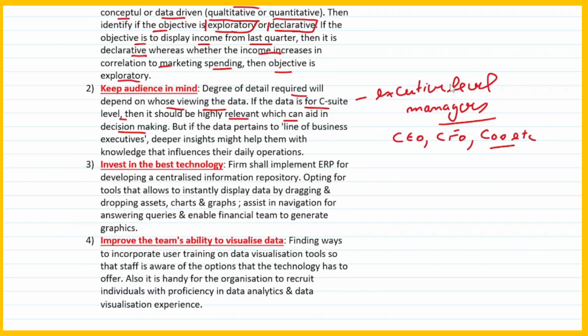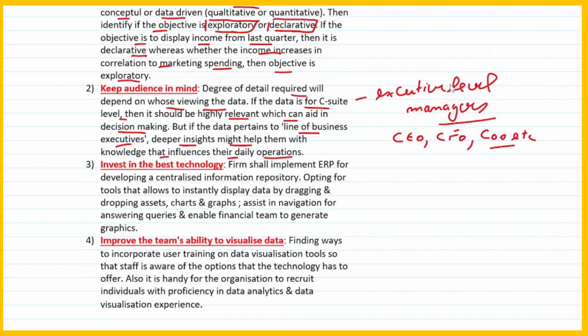But if the data pertains to line of business executives, as in, for example, the middle level or the lower level management, then you have to have deeper insights which might help them with knowledge that influences their daily operations, right? So they are basically doing the day-to-day activity. So if you are doing it for line of business executives, the data should be in such a way that knowledge can influence their daily operations. Whereas if it is C-suite level people, in that case they should be able to do proper decision making. That's what the audience in mind talks about.